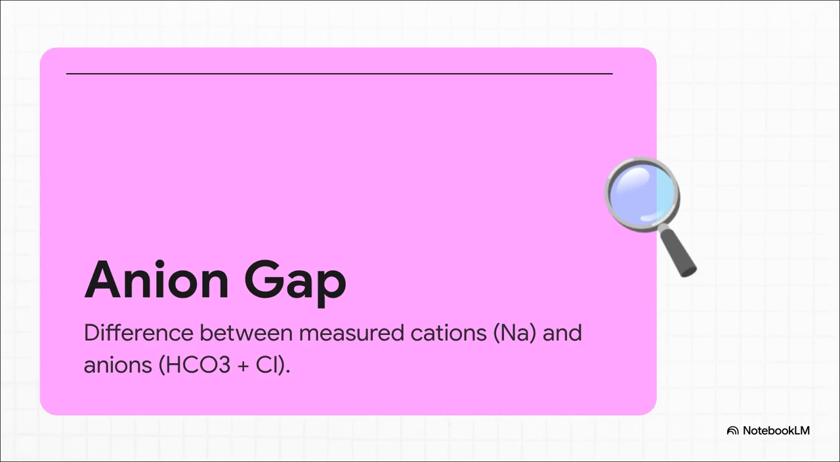To find them, we pull out our primary interrogation tool, the anion gap. By calculating the difference between measured positive ions, mainly sodium, and negative ions like bicarbonate and chloride, we can detect if an unseen, unmeasured acid has invaded the bloodstream. A normal gap is 12 or less. Anything higher, you've got an unmeasured acid on the loose.